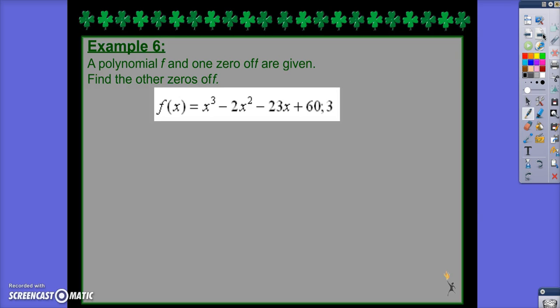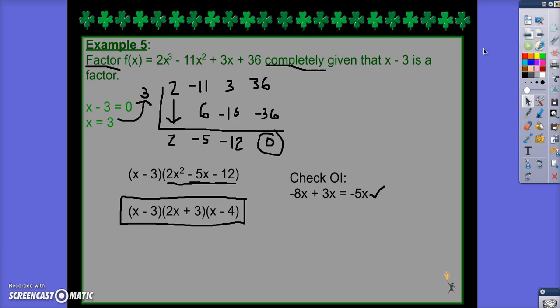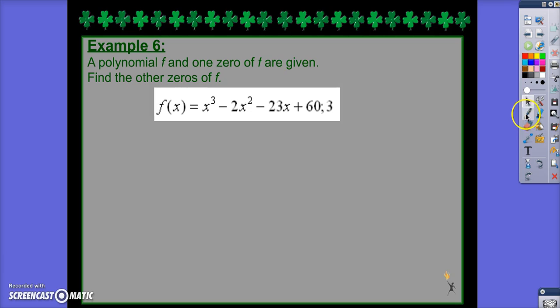It says a polynomial f and 1 zero of f are given. So you could read that a little bit better. There we go. Sometimes when it comes up, it's hard to see. Find the other zeros of f. So instead of this time them saying it's x minus 3, they actually already give me the number 3. So I don't have to switch the signs on that. I just write 3. And I do my little box here.